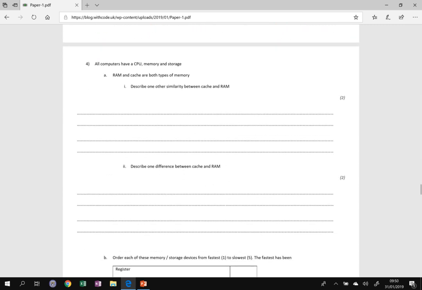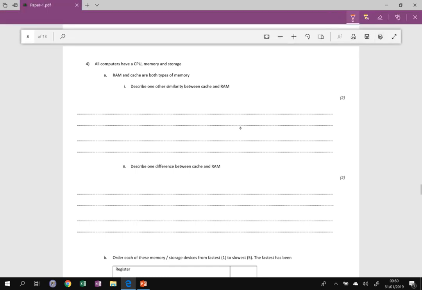And then in this video, we're also going to go through the keywords and concepts for 4a, so that you know what to revise to get ready for these. So all computers have a central processing unit, memory and storage. RAM and cache are both types of memory, and we need to describe one similarity, one thing that they've got in common between cache and RAM. 2 marks available here, so we need to state and describe. And then we've also needed to describe one difference between cache and RAM.